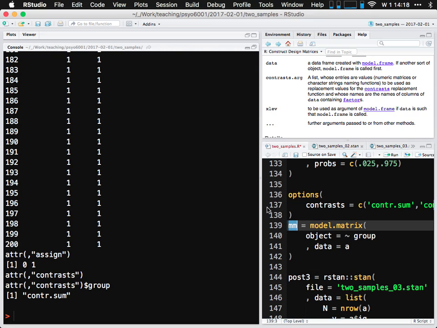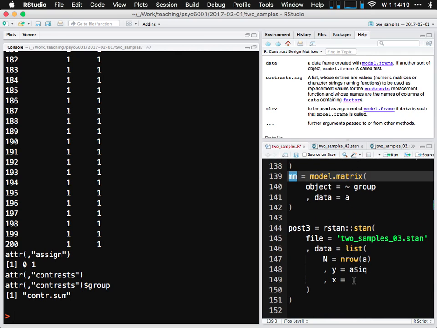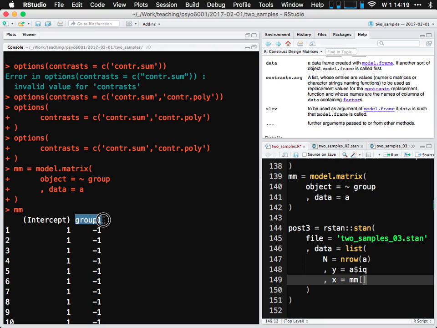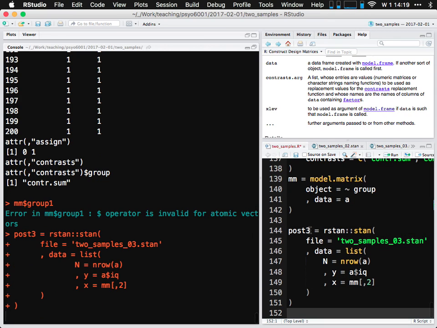So if I know MM has 2 columns, one of them is the intercept that I don't need. The other one is a column of the contrast that I want for that group variable. I can then come down here and say MM. I might be able to refer to it by name, actually. It's called group 1, isn't it? MM group 1. So let me, no, I think I have to say just the second column. So I think this will work.